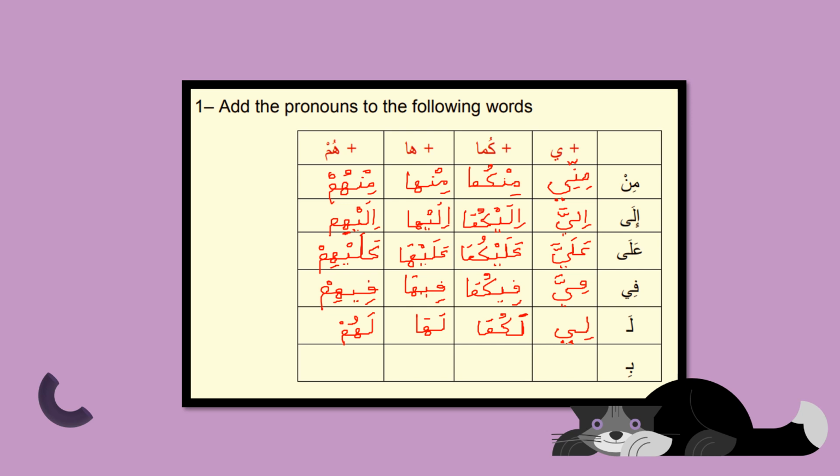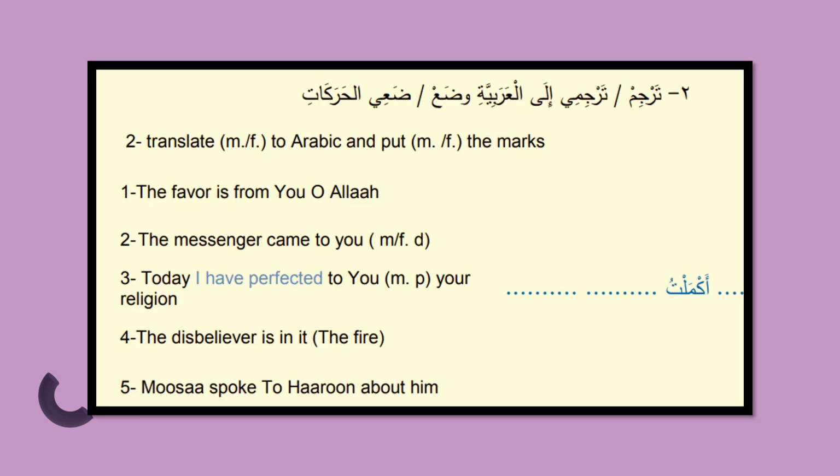So bi with ya mutakallim will be bi, and bikuma, it doesn't change. Biha doesn't change. And bihim, the haraka will change with bihim. So these are the pronouns. So now let's do the translation and putting the harakas.